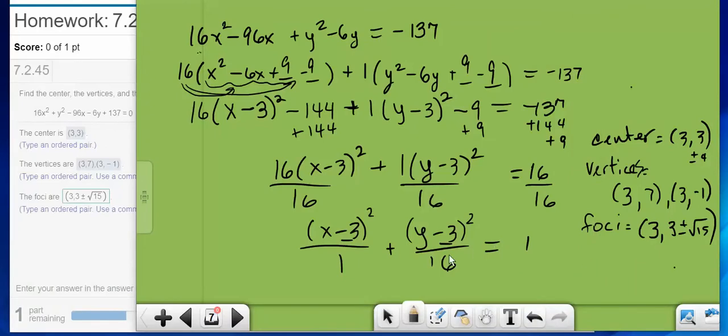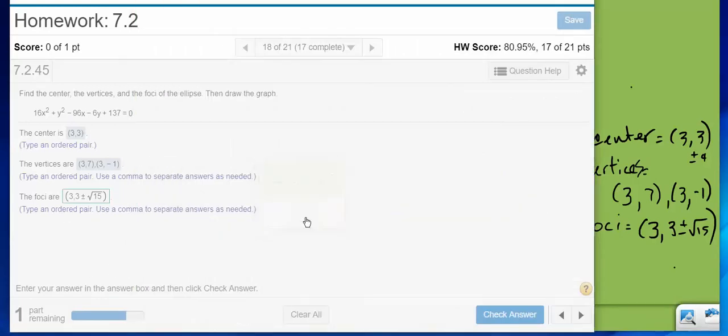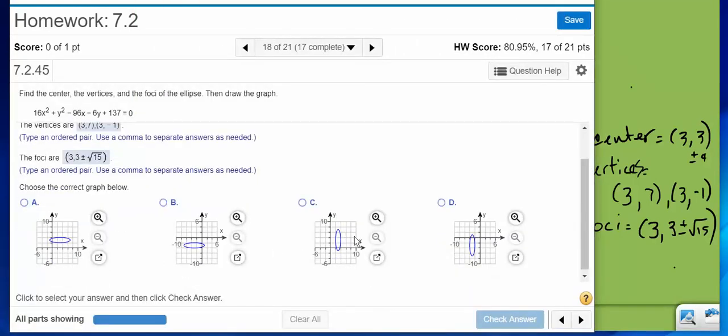All right, then when we graph it, again, you go to the center, so 3, 3. In the x direction, you go plus 1, minus 1, plus or minus square root of 1. In the y direction, square root of 16 is 4, so you go up 4, down 4, and then you make your oval. Not to scale, but anyway, you got the idea. So that looks like C.